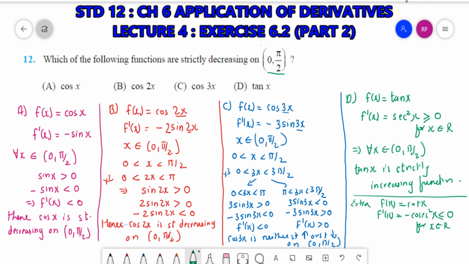The value of sec is 0 at pi by 2, so here we don't need to take pi by 2. I will write down here just less than 0 for x belonging to 0 to pi by 2. And for cot x, it is always a decreasing function for any value of x, because cosec square x is positive. Cot x is always decreasing, tan x is always increasing. Okay, so just note down question number 12.